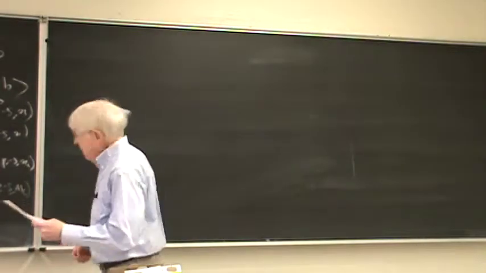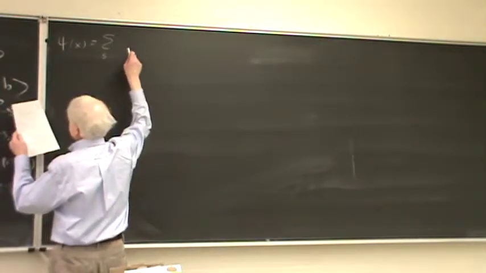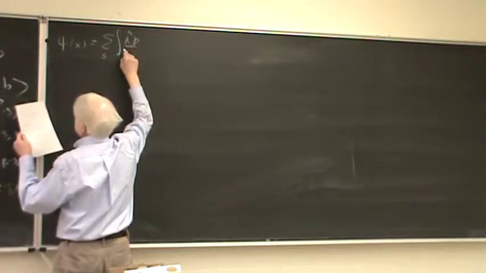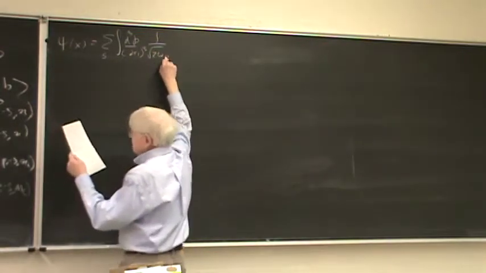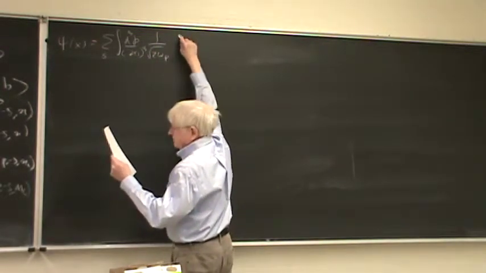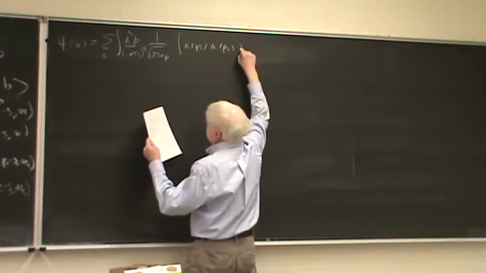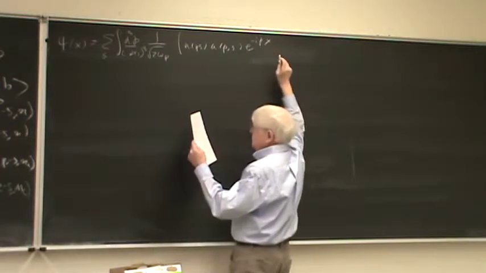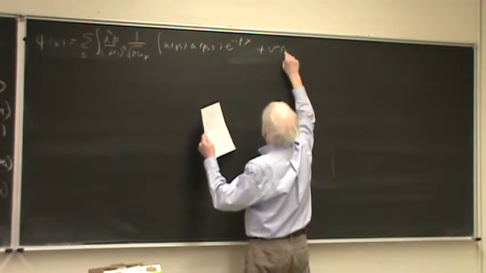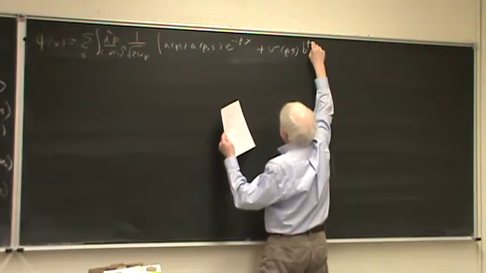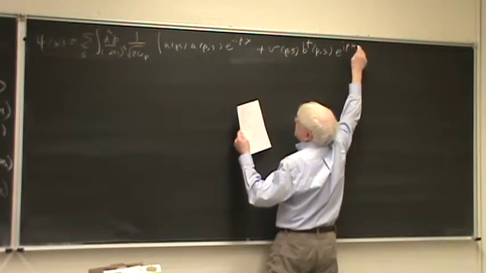Okay, now, the field psi of x, of course, is the sum over the two spins, integral d³p over (2π)³, 1 over square root of 2 omega p, and then we have u of p and s, a of p and s, e to the minus i p x. And now to make things a little bit simpler, plus v of p and s, b dagger of p and s, e to the i p x.